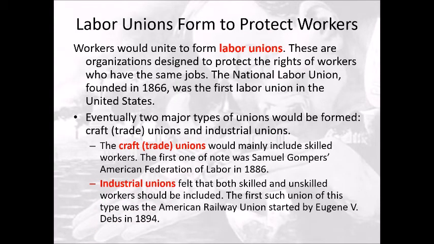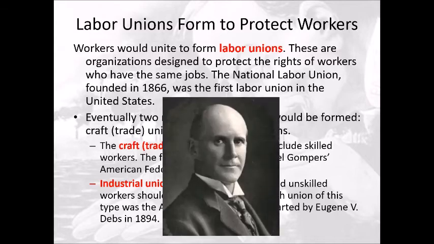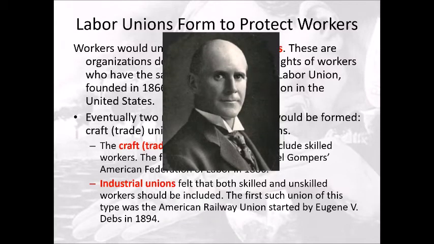Also, we have the industrial unions. These unions felt that both skilled and unskilled workers should be included. The first union of this type was the American Railway Union, started by Eugene V. Debs in 1894, who was already mentioned earlier when we were talking about the Pullman strike. And here's a picture of Eugene V. Debs, a very powerful union man for his time.